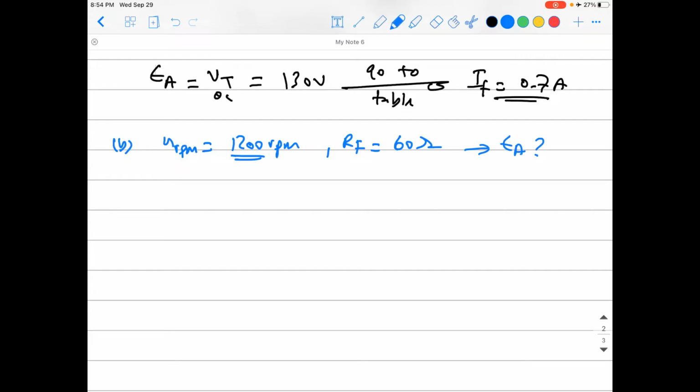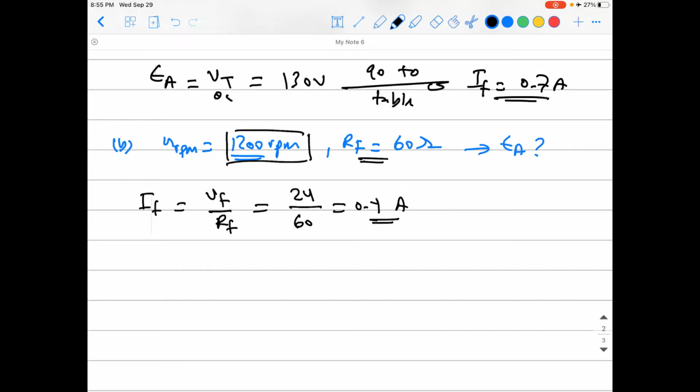So let's use our information. You know that RF equals 60 ohms, he's giving it to you. And you know that the VF is 24 volts, constant, given all the time. So we can find IF because it equals VF over RF, that's Ohm's law. VF is 24 volts and RF is 60 ohms, so the current is 0.4 amps. Okay? You cannot take this to the table because the table is just taken at 1000 RPM and your speed is 1200 RPM. It's different. Okay?